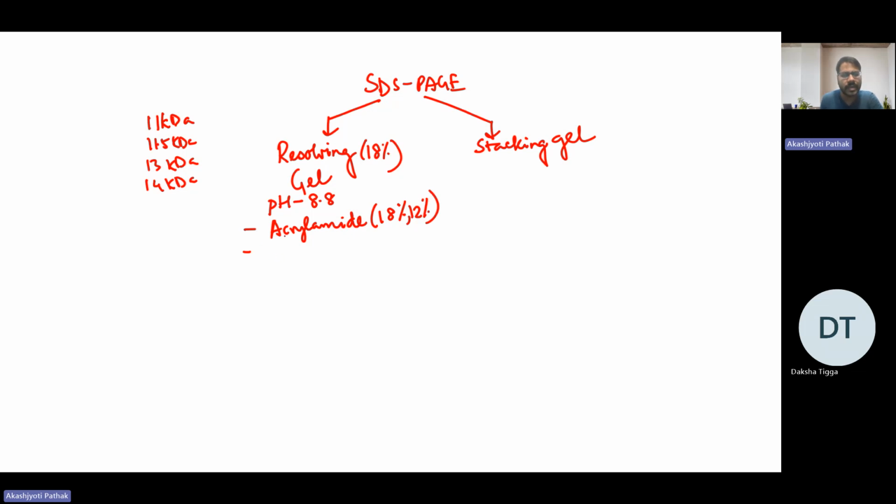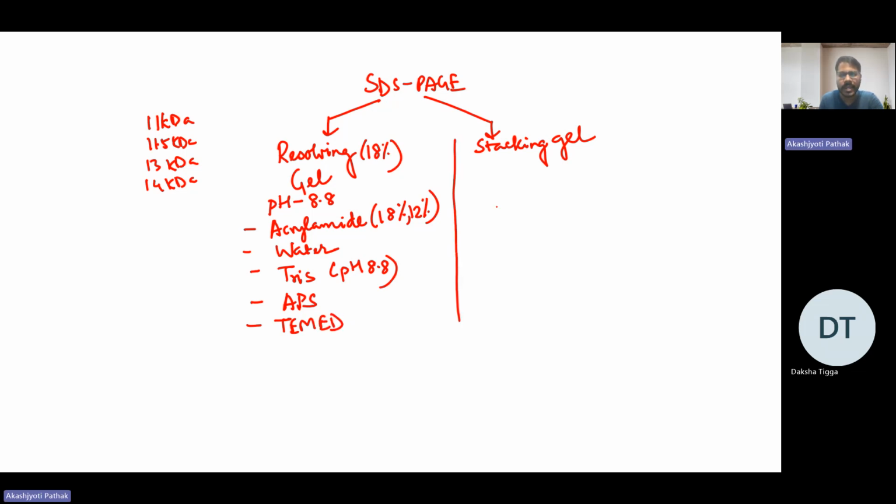Then next, what will you add? Next, water is added. Then your Tris buffer is added. So for preparing the resolving gel, the Tris buffer, which has pH 8.8, is added. Okay. Now, in the next step, what is added? One is APS, and the last thing that is added is TEMED. Okay.